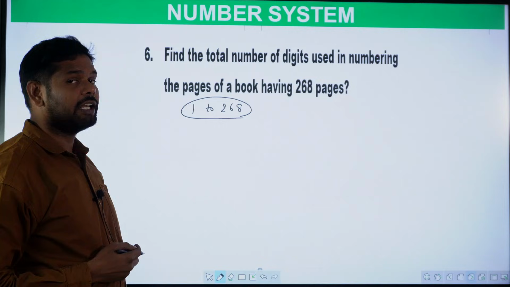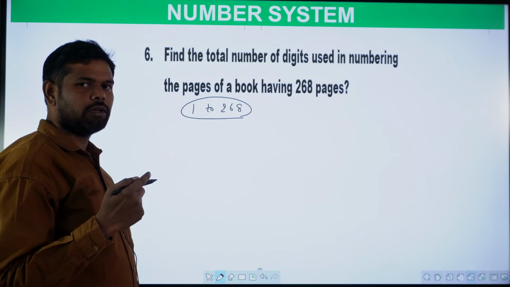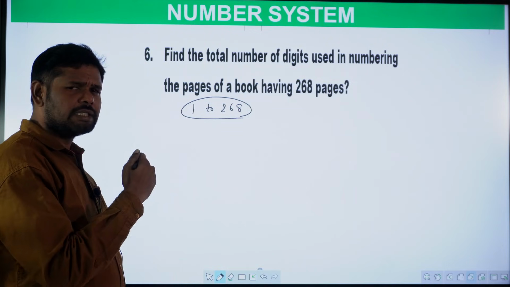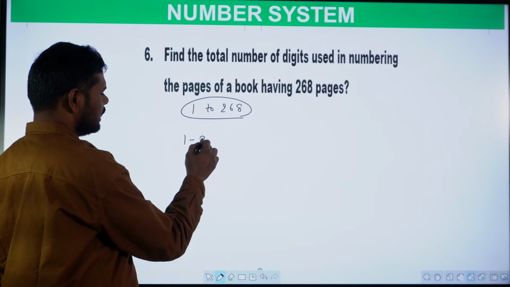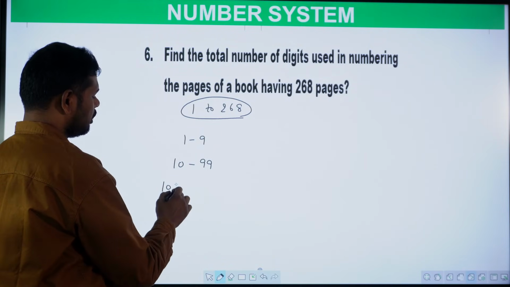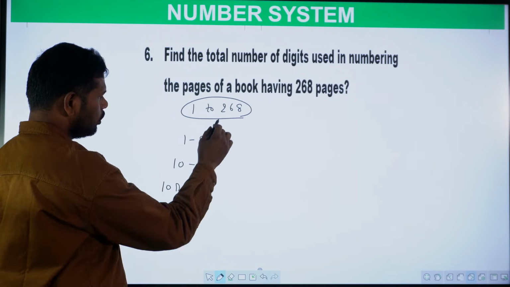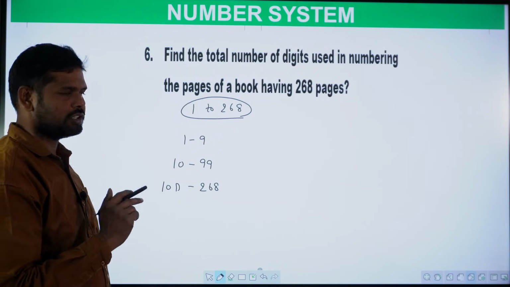They are asking to find the total number of digits. How are we going to find it? We take single-digit numbers, 2-digit numbers, and 3-digit numbers separately. So 1 to 9 are single-digit numbers, then 10 to 99 are all the 2-digit numbers. But from 100 up to 268 is enough, since the book has only 268 pages.